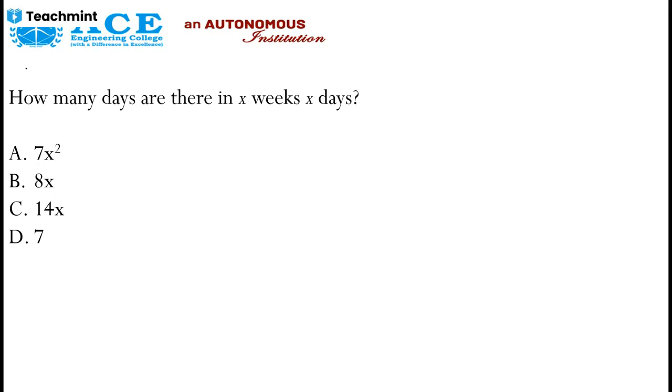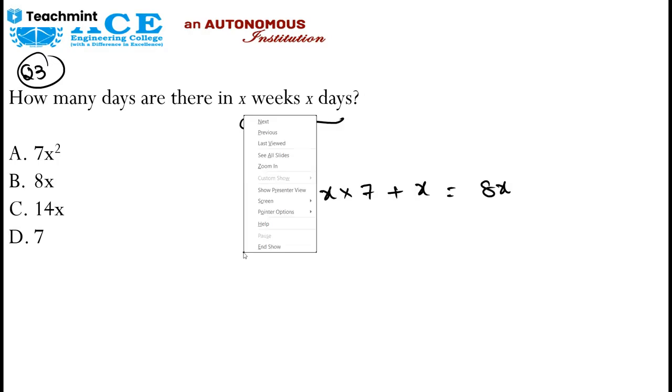And third one, again, very basic question. X weeks, X days, we want in terms of days. You should write this in terms of days. 1 week is having 7 days, so X weeks means X into 7, and you have X days extra. 8X is the answer.